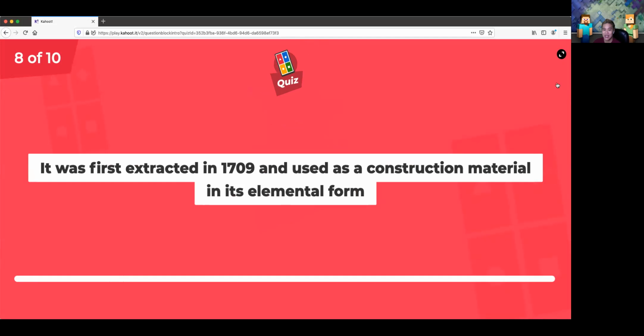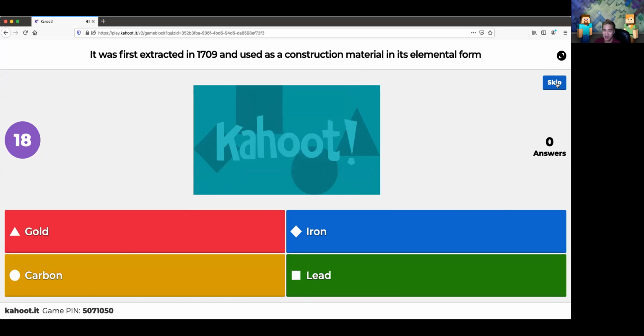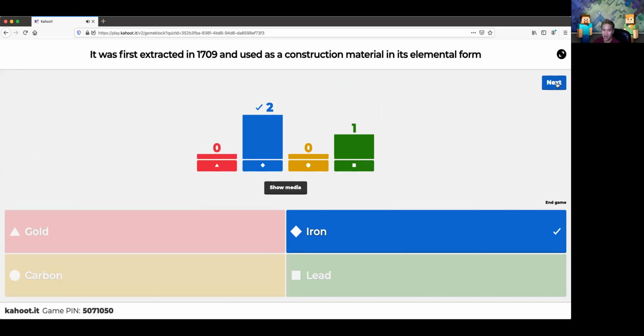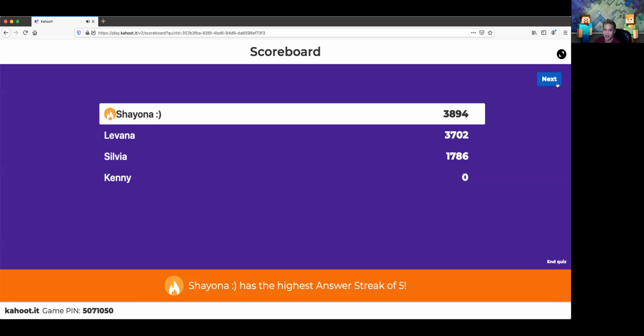Question number 8. It was first extracted in 1709 and used as a construction material in its elemental form. Is it gold, iron, carbon, or lead? Okay, so the correct answer is iron.